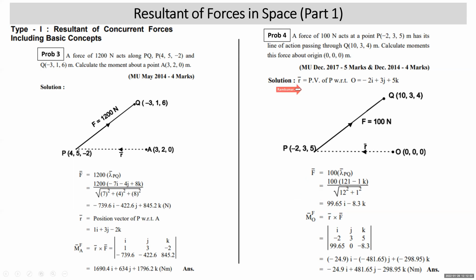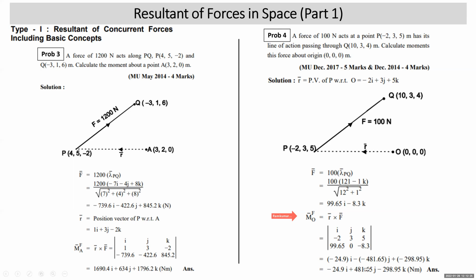You already got the position vector of point P with respect to O. Now you can write the moment of the force F about O. It will be R bar cross F bar. Again, we'll write it i, j, k, minus 2, 3, 5, the coefficients of the position vector, and then the coefficients of the force vector, I mean Fx, Fy, Fz. Fx is 99.65, Fy is 0, and Fz is minus 8.